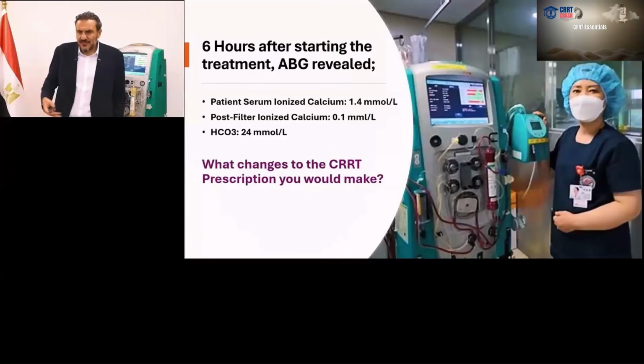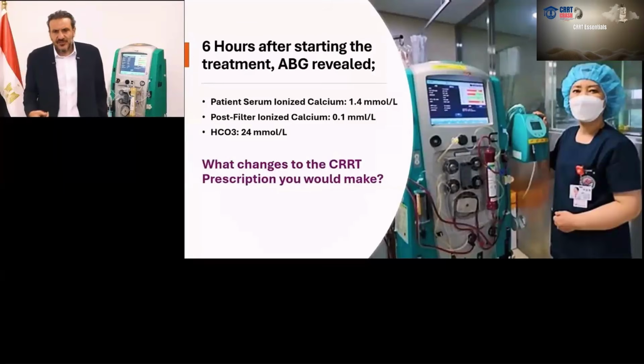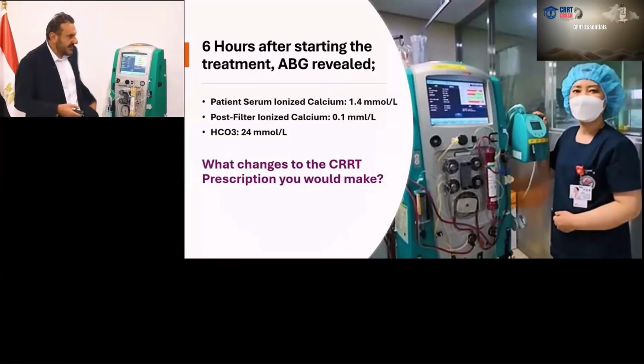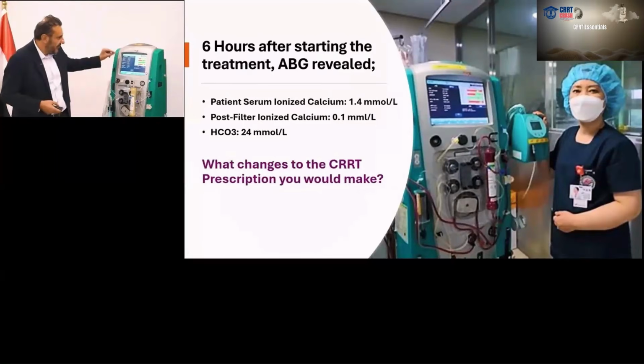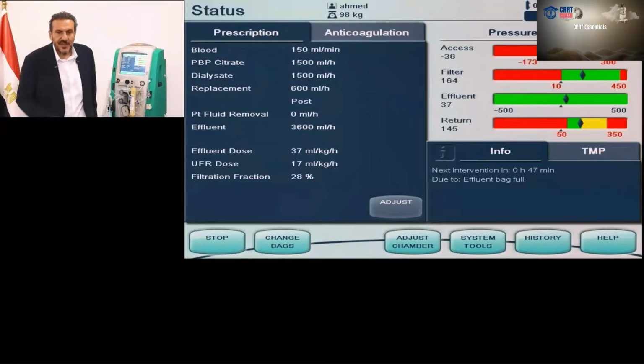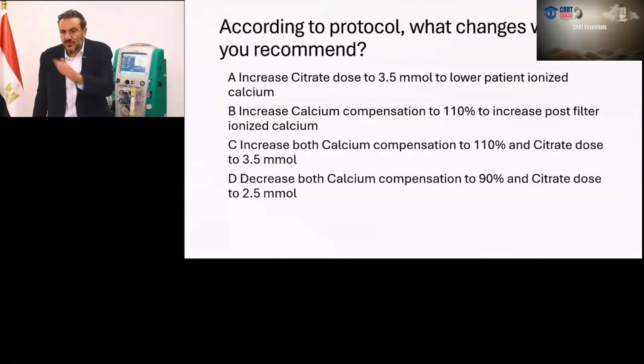6 hours after starting the treatment, the nurse comes again with another ABG, patient serum ionized calcium 1.4, post-filter ionized calcium 0.1, bicarbonate is 24 millimoles. What changes to the CRRT prescription would you make? Remember, the prescription is as is, blood pump 150, citrate 1.5, dialysate 1.5, replacement 600, 3 millimoles, and 100% calcium compensation. A, increasing citrate dose from 3 to 3.5 to lower patient ionized calcium.